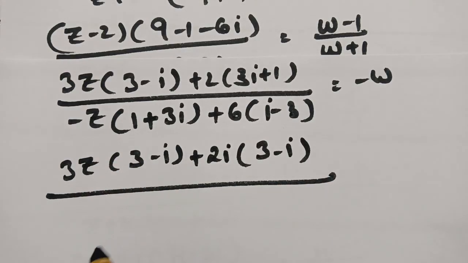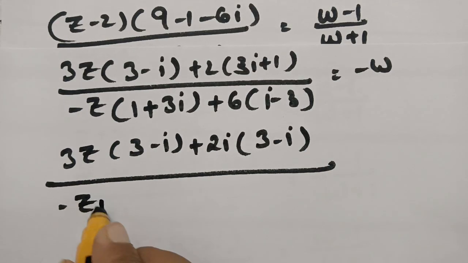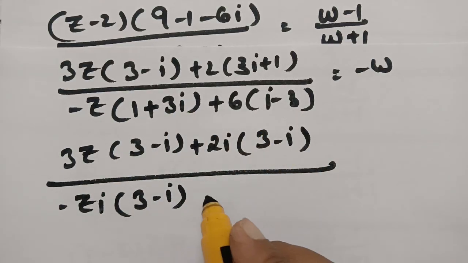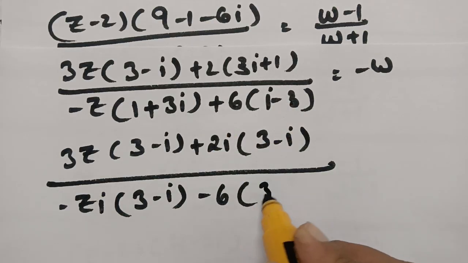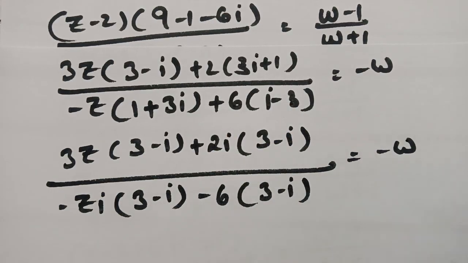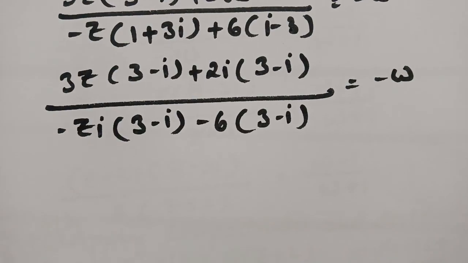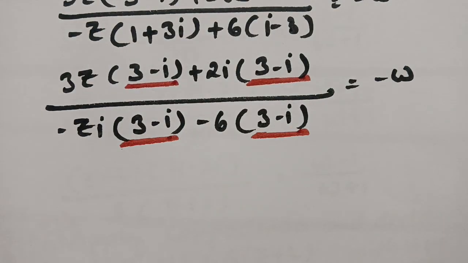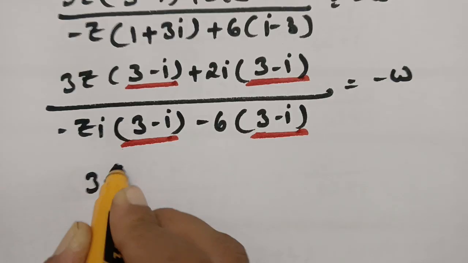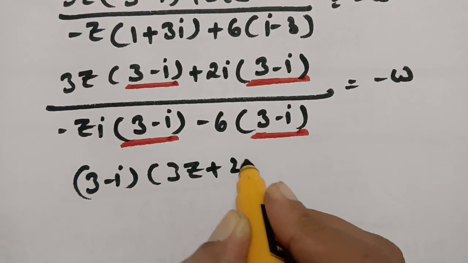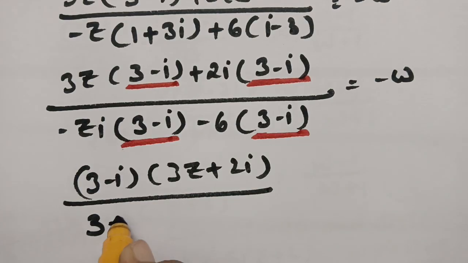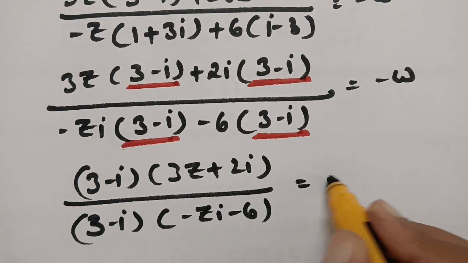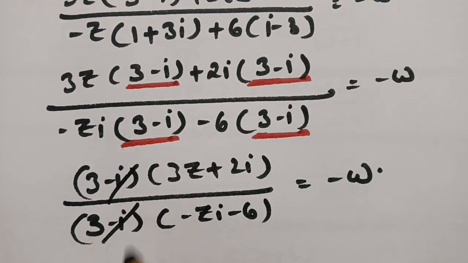And see here, from this also, if I take minus zi, so if I take minus i common, so I want 3 here, this is minus i. So here if I take minus common from this, so this will be 3 minus i, this is minus w. And next thing here is, so here if you observe this one, this is 3 minus i, this is 3 minus i, this is 3 minus i, and this is 3 minus i. So if I take 3 minus i common from the numerator, this will be 3z plus 2i. So if I take 3 minus i common, this will be minus zi minus 6, which is equal to minus w. Now I can easily cancel this one.